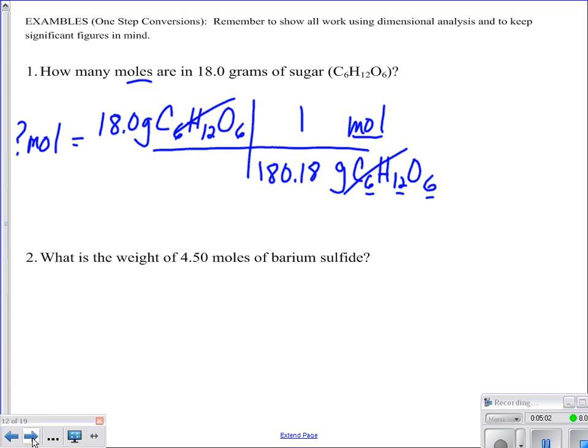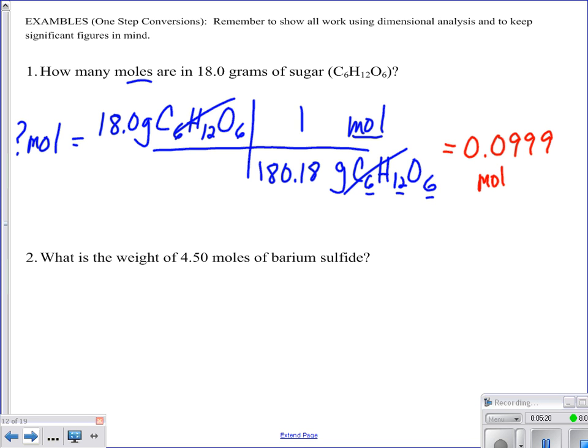Okay, so I guess we should actually calculate this. How many significant figures should our answer be in? 3. And for the sake of time, I'm actually just going to do this. We get 0.0999, and our answer would be moles.